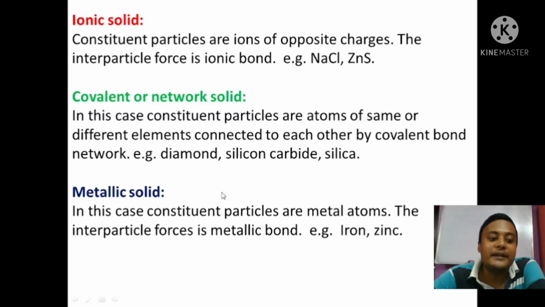Last type, metallic solid. In this case, the constituent particles are metal atoms and the force of attraction is metallic bond. Metallic bond we can explain by the electron sea model. Metal ions are in fixed positions and free electrons move. For example, metallic solids are different types of metal, like iron, zinc. So these are the different types of solids.